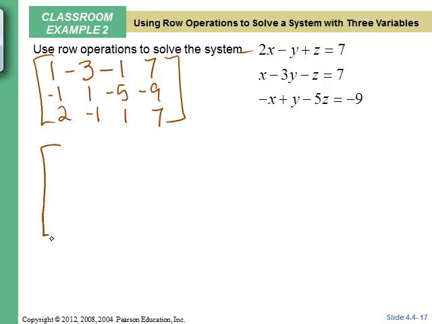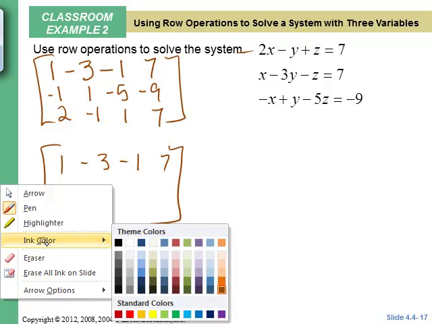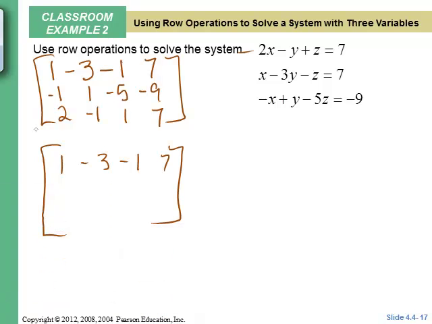I got the first row with a 1 in the first spot, negative 3, negative 1, 7. I'm just going to add it to the second row. This and this makes 0. This and this makes negative 2. This and this makes negative 6. This and this makes negative 2.